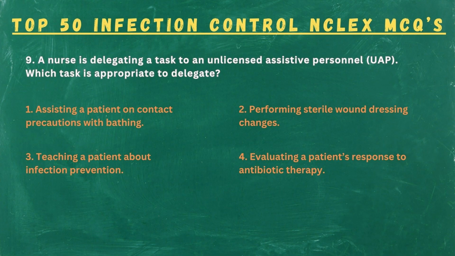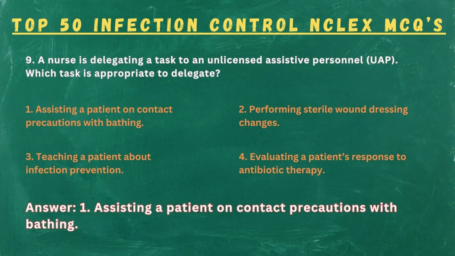9. A nurse is delegating a task to an unlicensed assistive personnel, UAP. Which task is appropriate to delegate? 1. Assisting a patient on contact precautions with bathing. 2. Performing sterile wound dressing changes. 3. Teaching a patient about infection prevention. 4. Evaluating a patient's response to antibiotic therapy. Answer: 1. Assisting a patient on contact precautions with bathing.